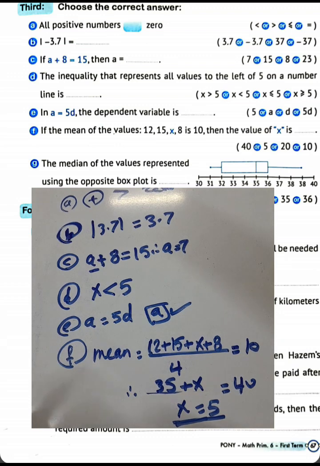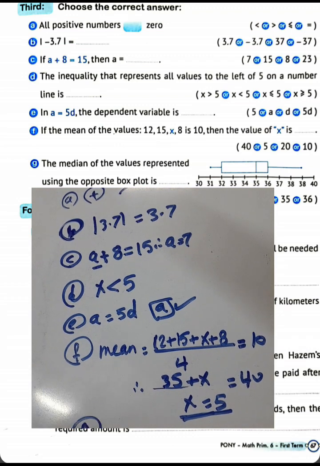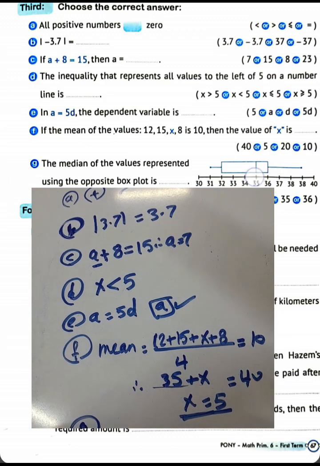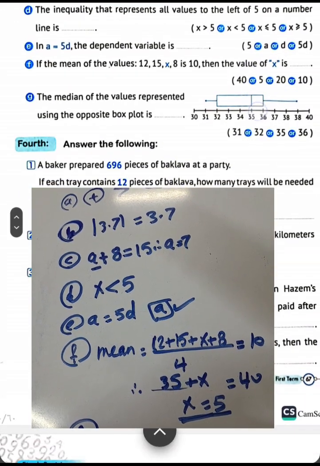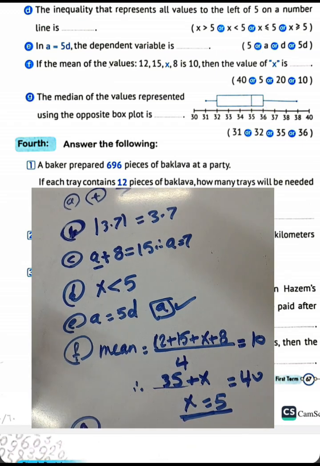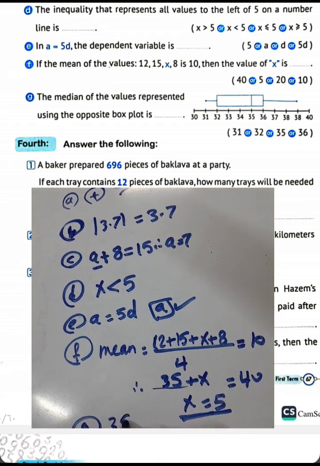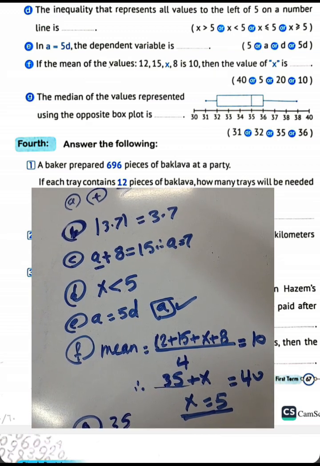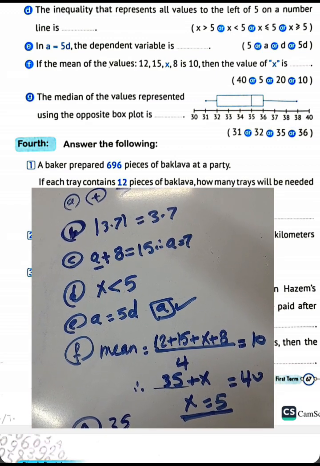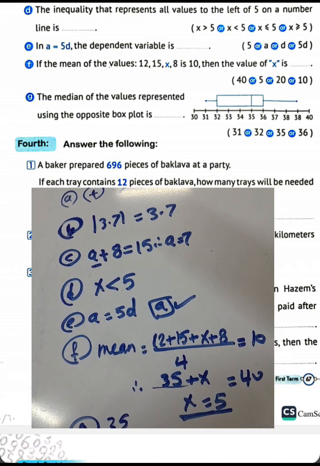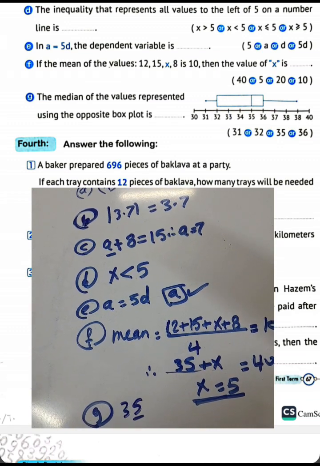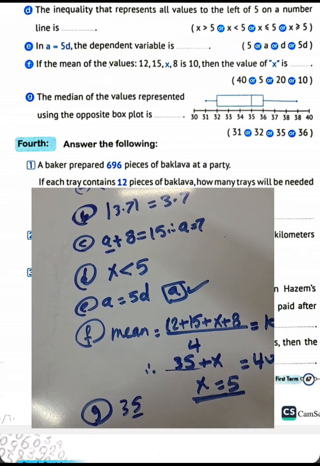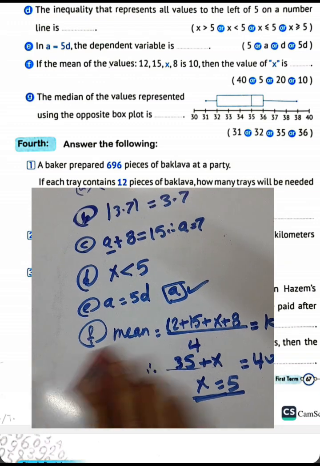Next question, letter G. The median of the values represented here will be 35. 35 here is the median. Okay, right, 35. It's very easy. We know the minimum value was 31 and the maximum 38. The lower quarter here will be 32 and the upper quarter 36, and the median was 35.